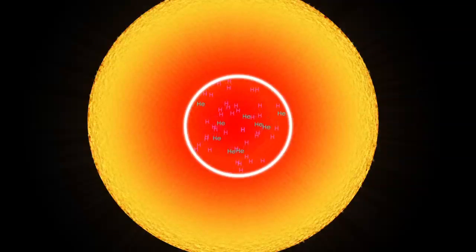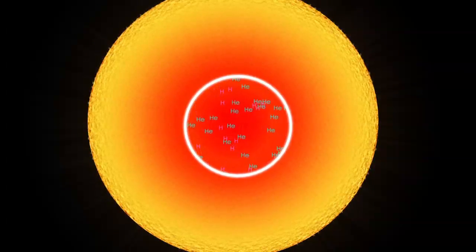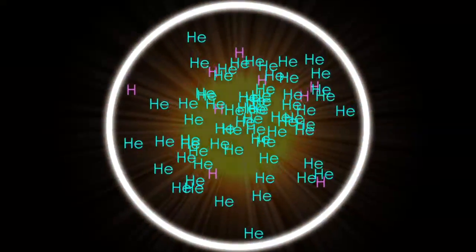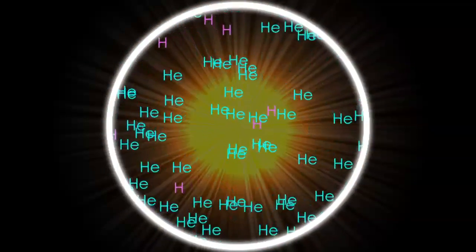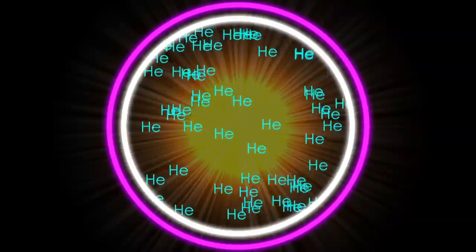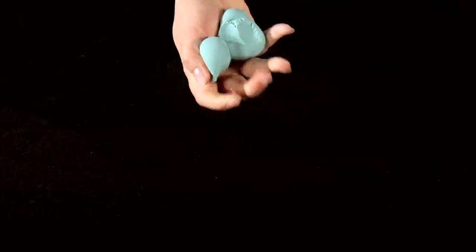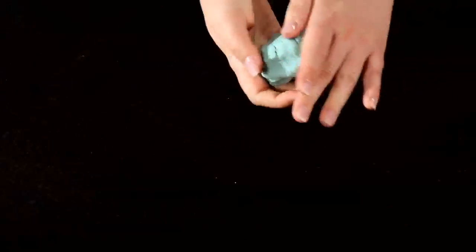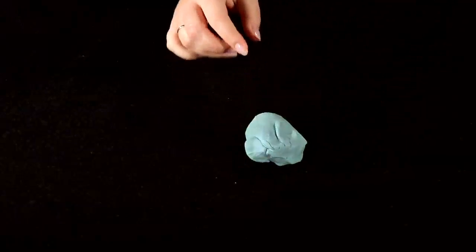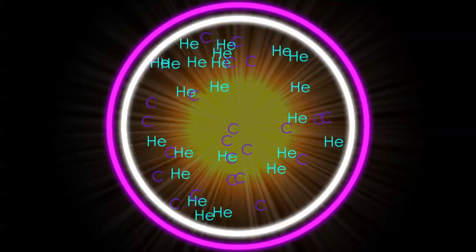Eventually, the hydrogen in the center of the star runs low, and we've mostly got a lot of helium jostling together instead. When hydrogen fusion stops, the star is no longer in equilibrium, and the core shrinks down. But this makes things even hotter, so the star can start to fuse helium into carbon. So we squish together three blue helium atoms to make one purple carbon atom. In the sun, this is where things will end once the helium runs low.